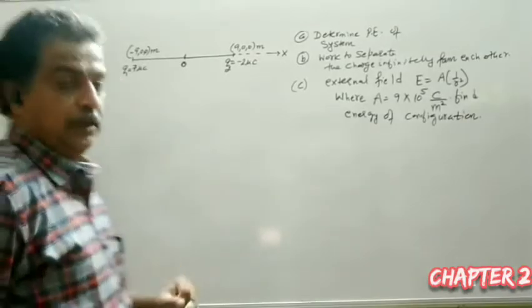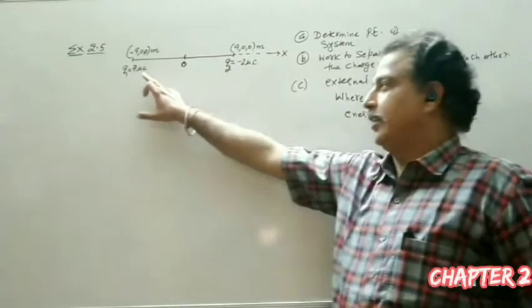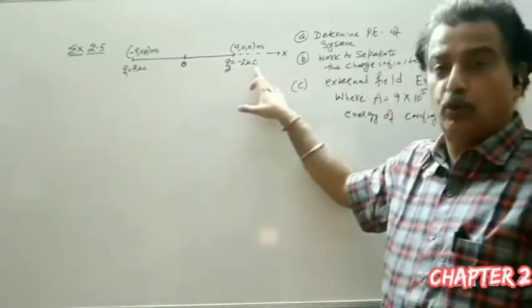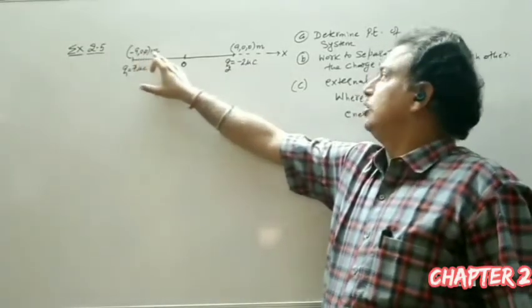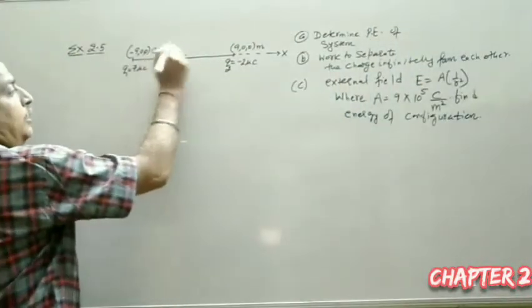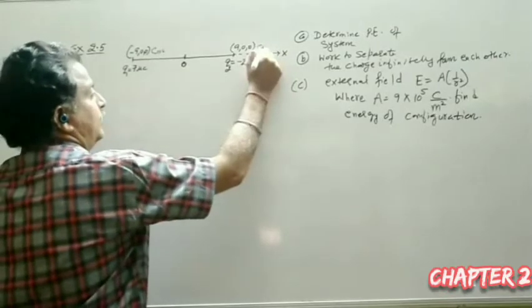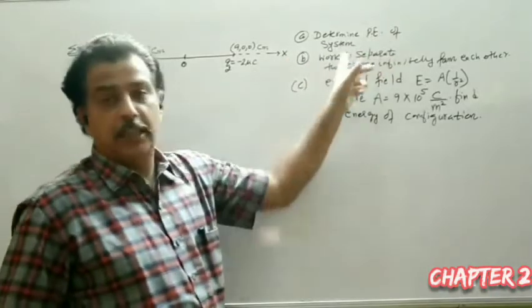Now let us see example 2.5. The question is, two charges are given, 7 microcoulomb and minus 2 microcoulomb, having the position vectors minus 900 centimeter and 900 centimeter. So from the coordinates it is clear that they are placed along the x-axis. Now you have to determine the potential energy of the system.